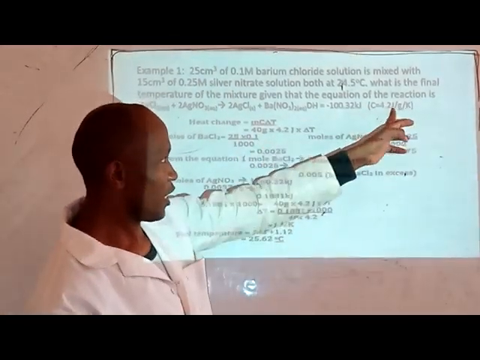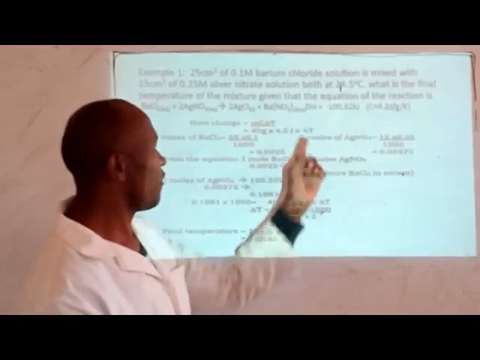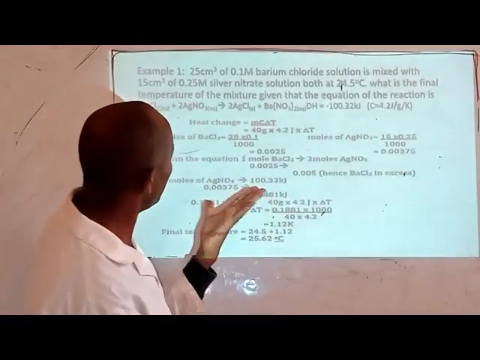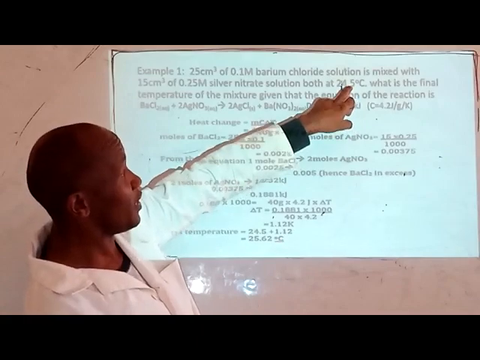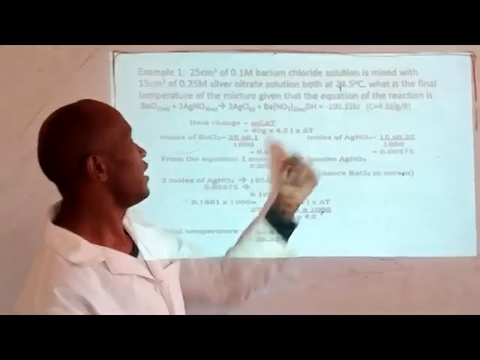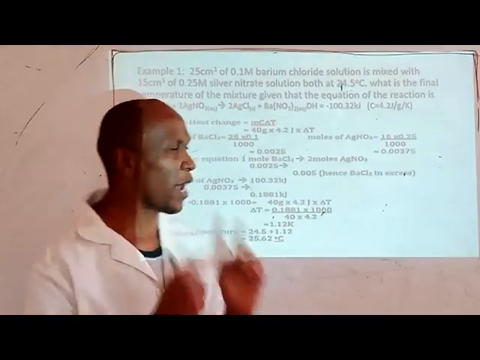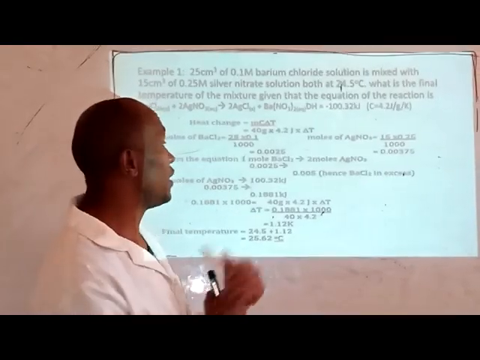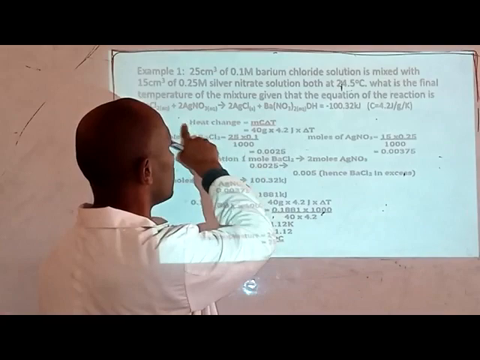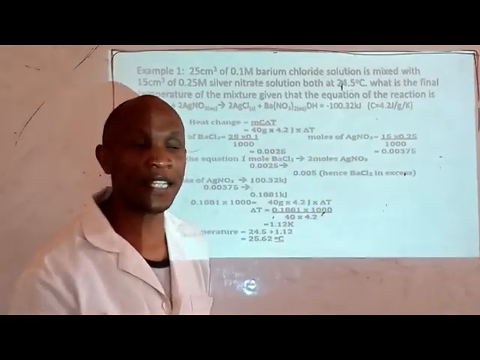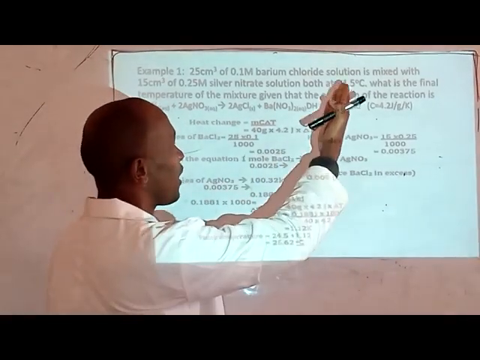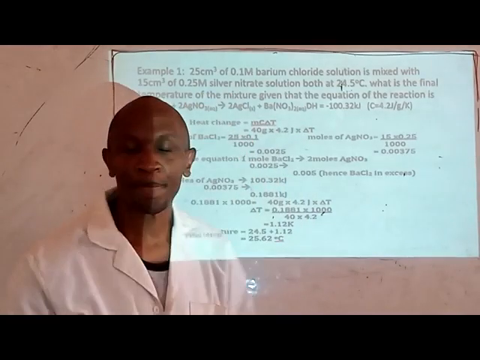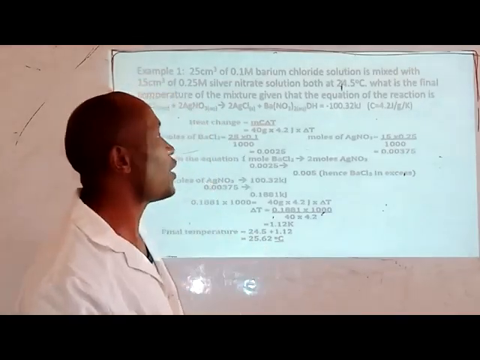Then the specific heat capacity is given. Now the delta T, where is it? I don't have the delta T. I only have the initial temperature. I need to work out the delta T, so I should get some more information. What is the other information that I need? I cannot have two unknowns, the heat change and the delta T. But from the equation, I can get the heat change, the energy change.